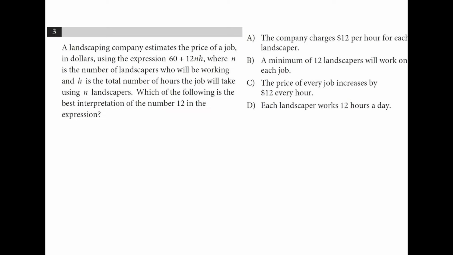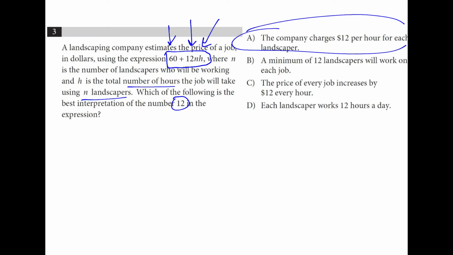This one is about the price of a job for a landscaping company. Here's our expression. $60 is the initial charge just for showing up. And we see 12 with two variables, n, the number of landscapers, and h, the number of hours. So what does 12 mean? Well, it's being multiplied by both hours and landscapers. So the answer is A, because it's per hour for each landscaper.